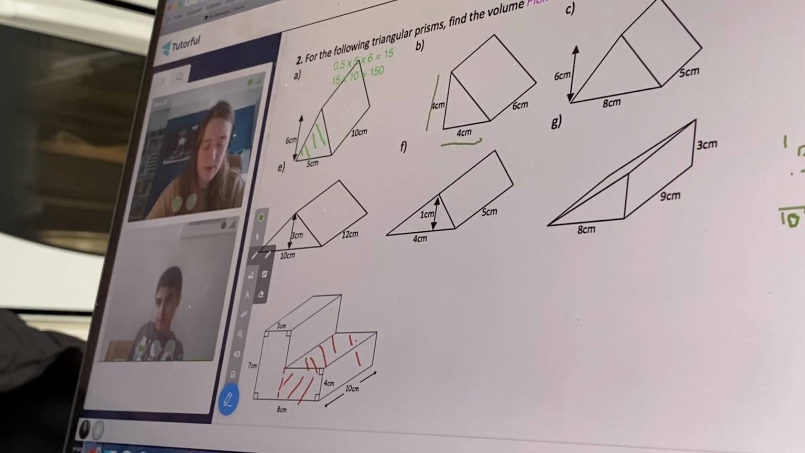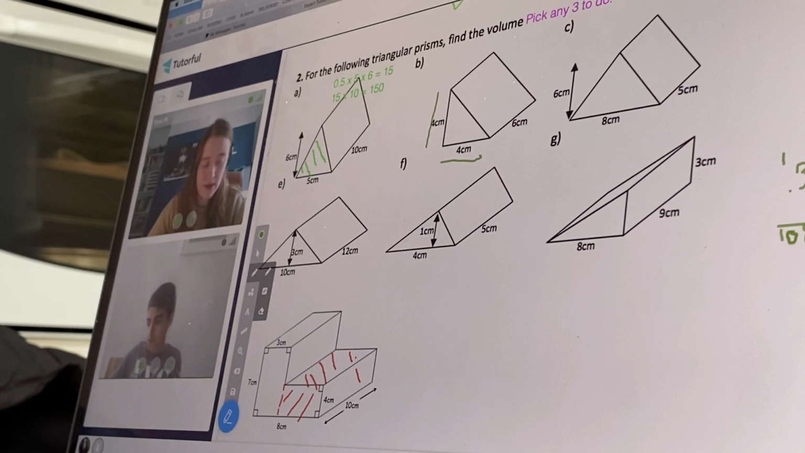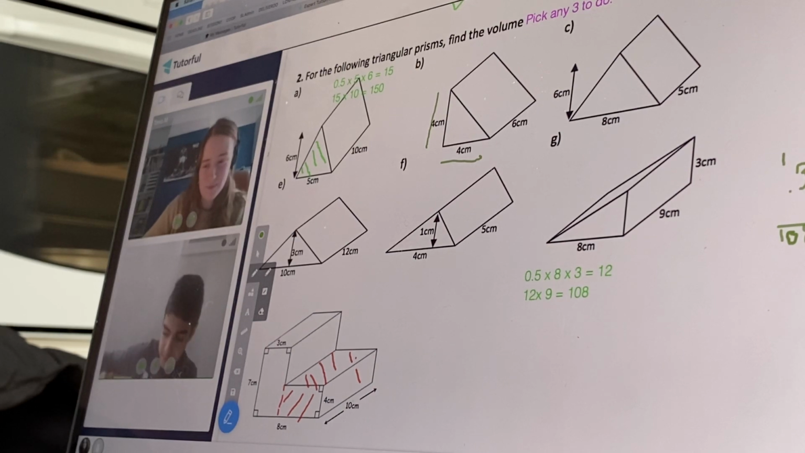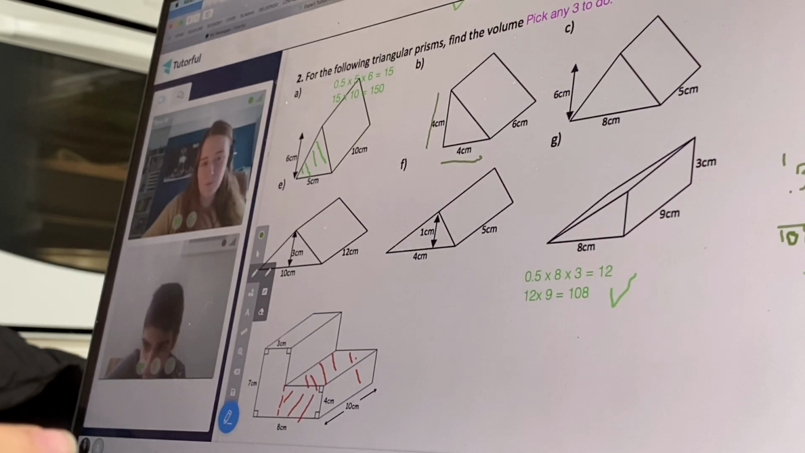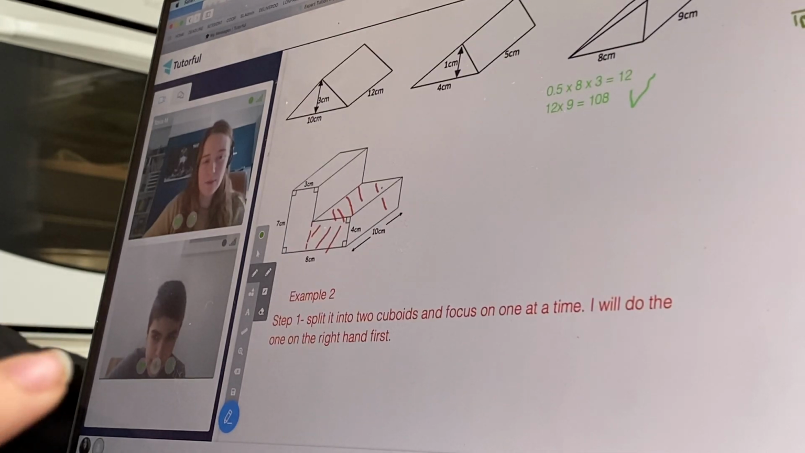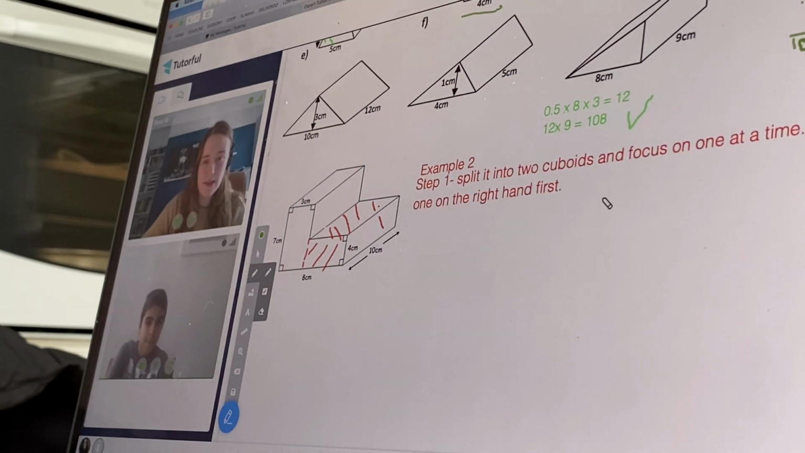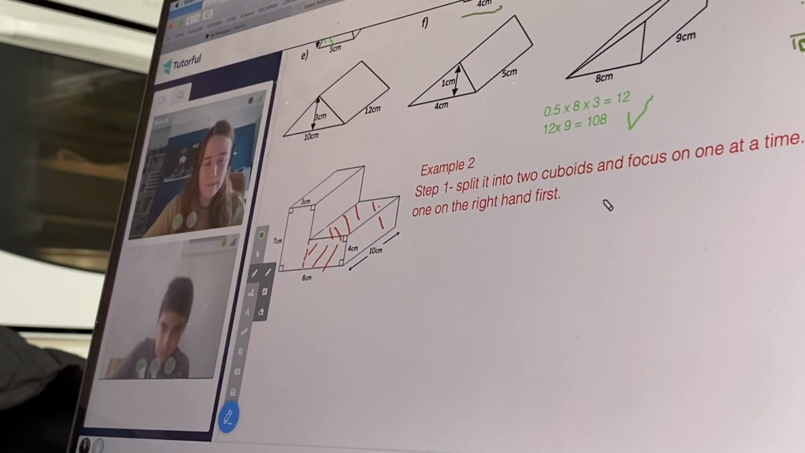Okay, so half times 8 times 3 to find the area of the triangle. 8 times 3 is 24, half it is 12 again. And then 12 times the length, which is 9, gives me, oh wait, no, it doesn't. I'm totally lying. Gives me 108. Yeah, so we're both in agreement. Brilliant. Okay, and then the last little thing that we did last week was compound shapes, like this one. Would you like me to do an example first? Okay. Yeah, and then I'll get you some questions for you to do.